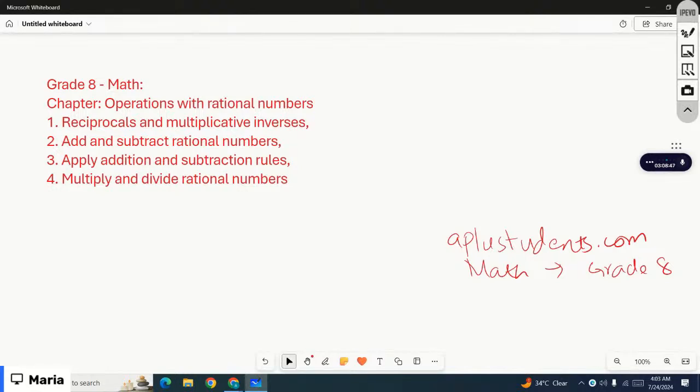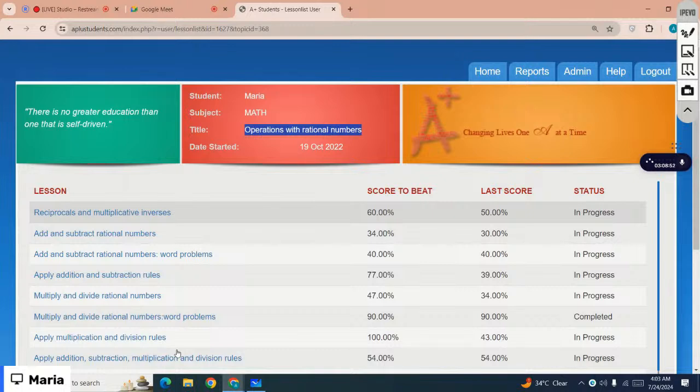Okay, let's just start with the lesson. So here I'm on grade 8 math. The chapter we are on right now is operations with rational numbers. Let's just start with the first lesson, that is reciprocals and multiplicative inverses.